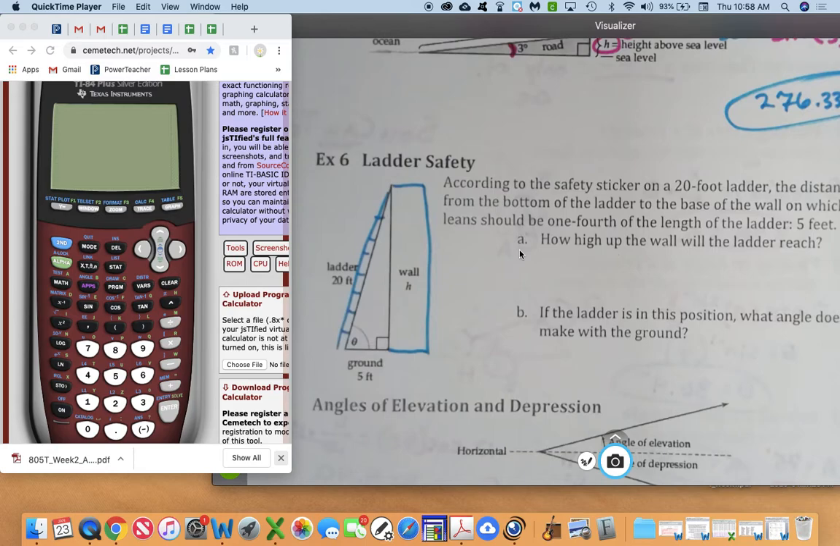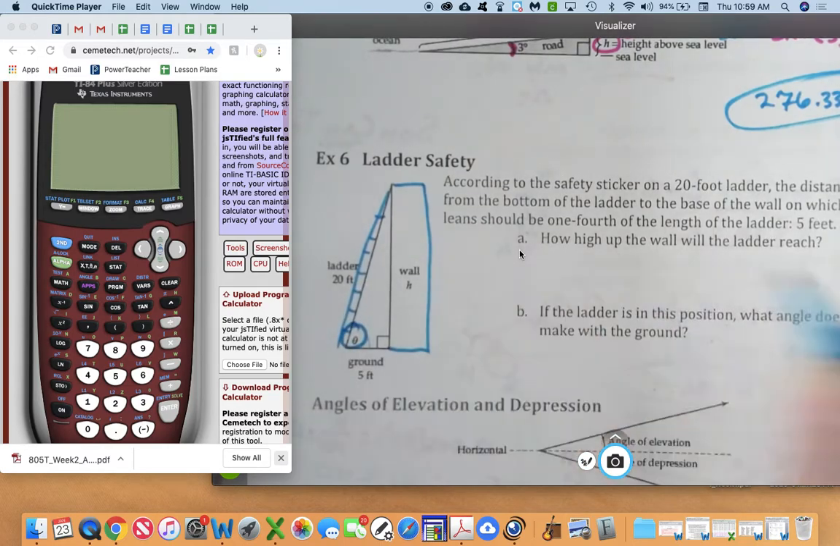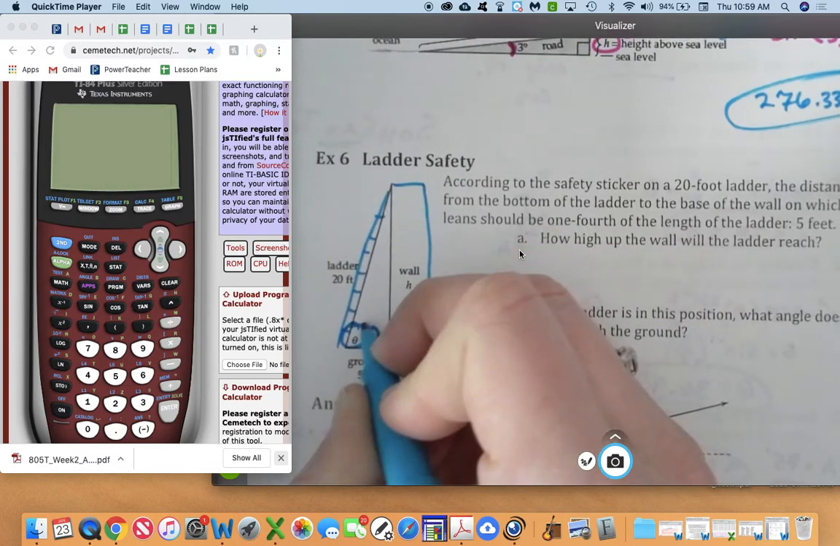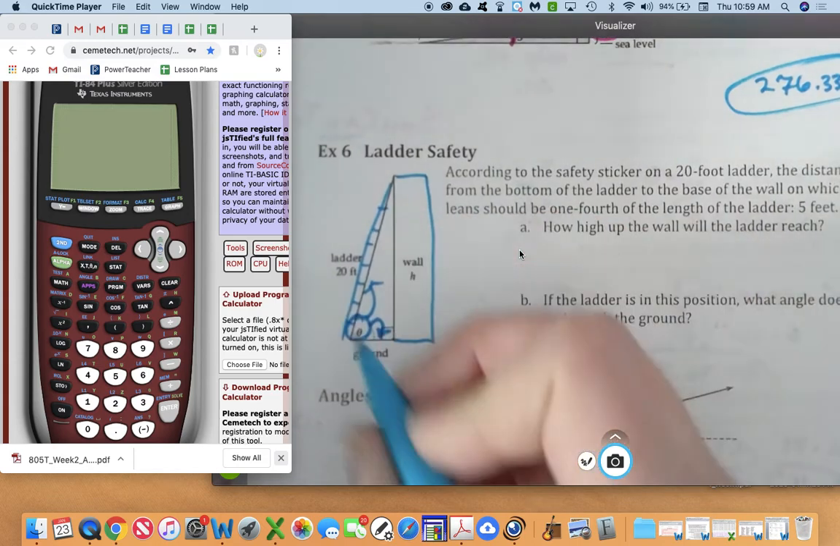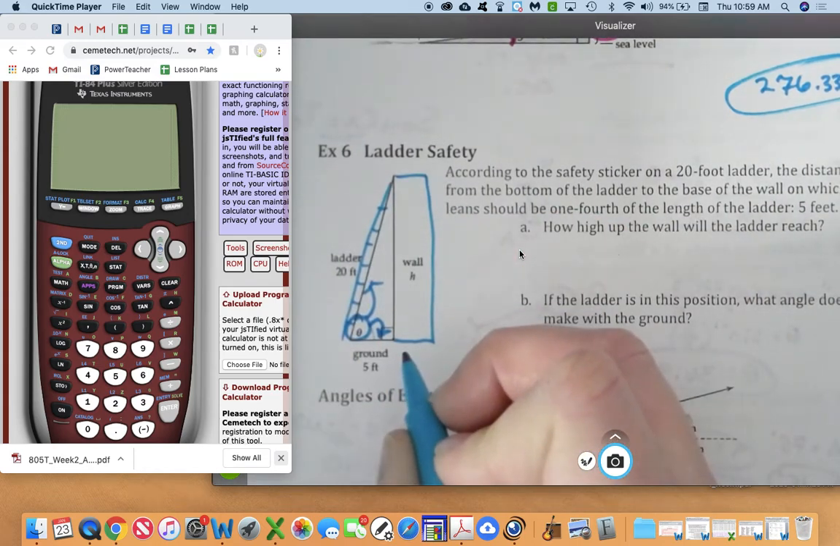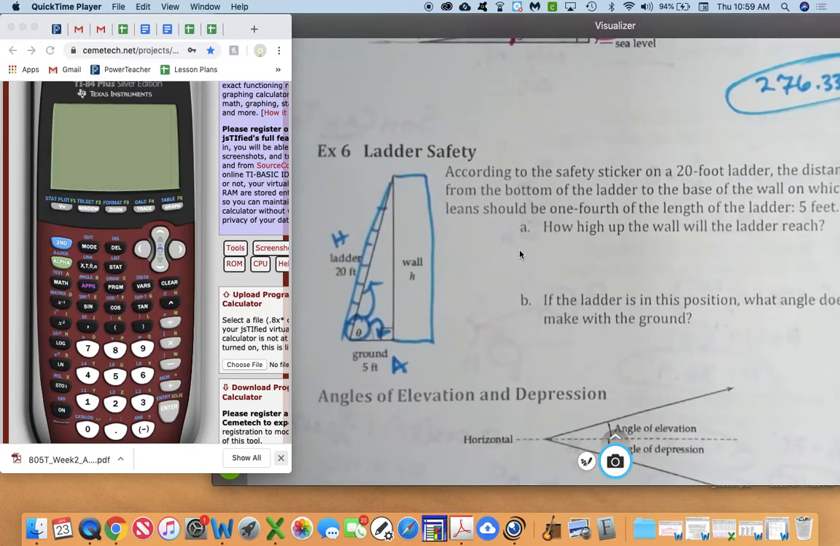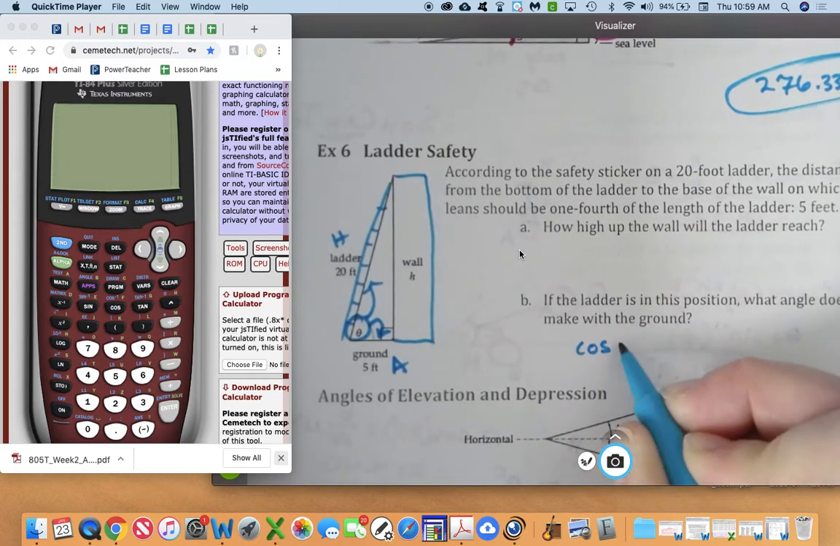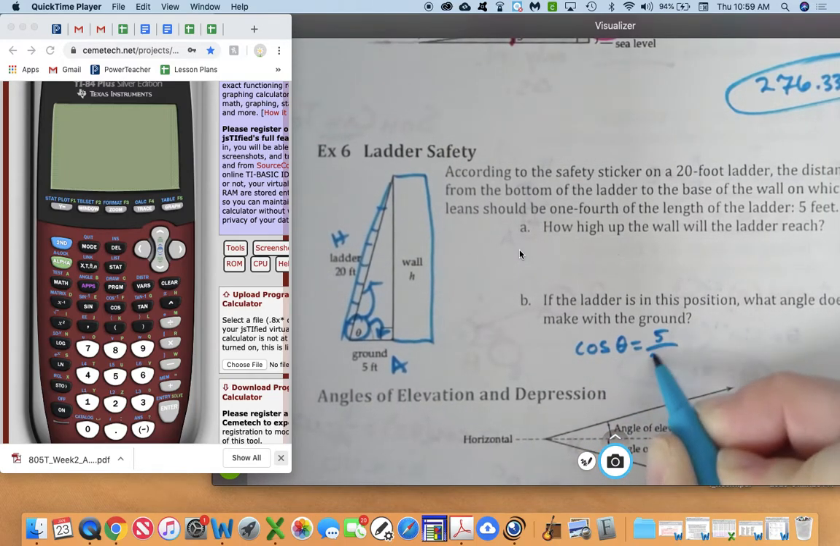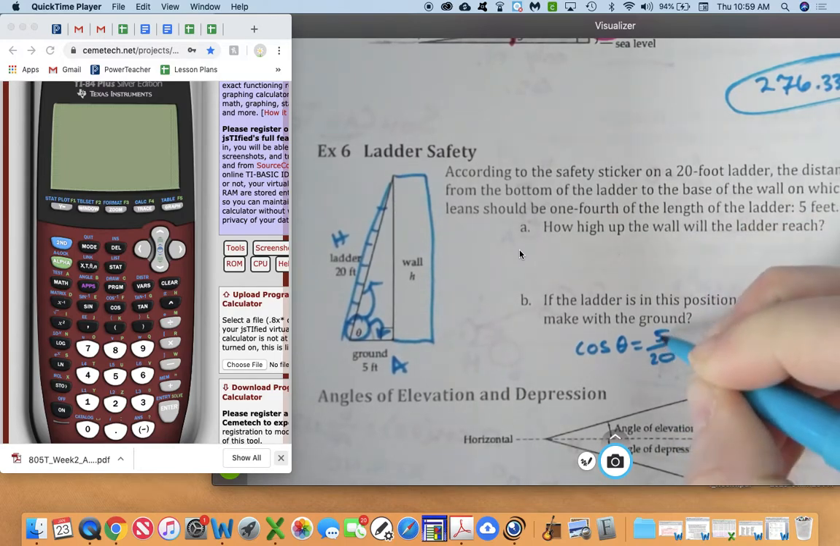From the bottom of the ladder to the base, it's 5 feet, and we're trying to find the angle, theta. What is 5 and what is 20? Adjacent and hypotenuse, so we're going to use cosine of theta equals 5 over 20. If you want to reduce that, that would be 1/4.